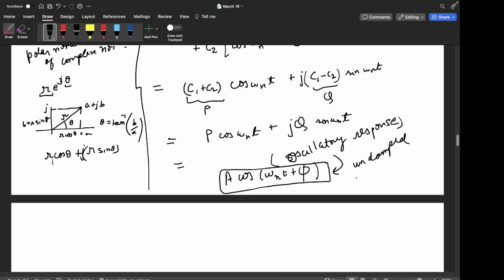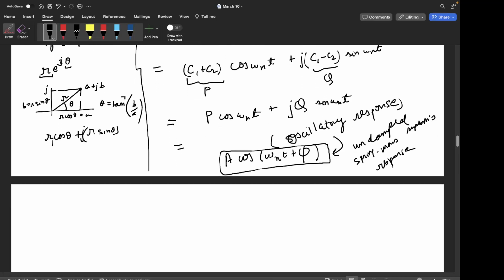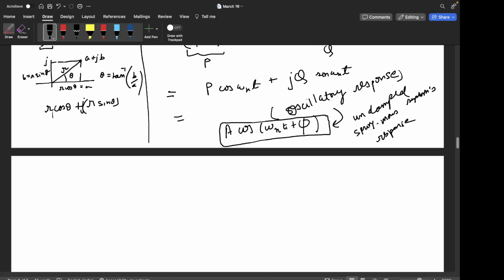So this is the response in the undamped spring mass systems. Very important.